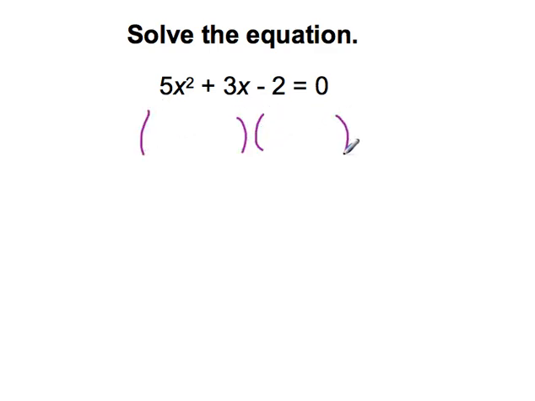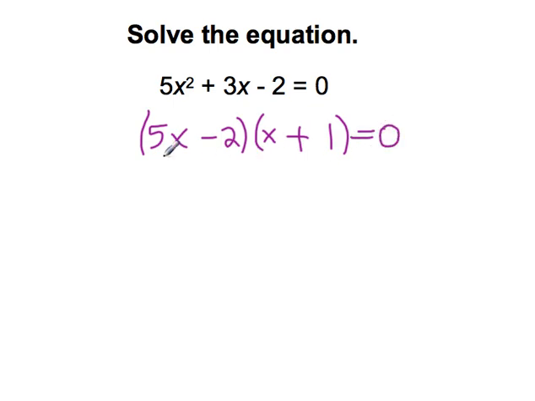Factors of 5 again are 5 and 1, so I have 5x and 1x. Factors of 2 would be 1 and 2. I'm going to put the 2 here and the 1 here because I want 5 and 2. If I go negative 2 and positive 5, that'll give me the positive 3 in the middle, and a negative times a positive gives me a negative 2 out here at the end. And that still equals 0.